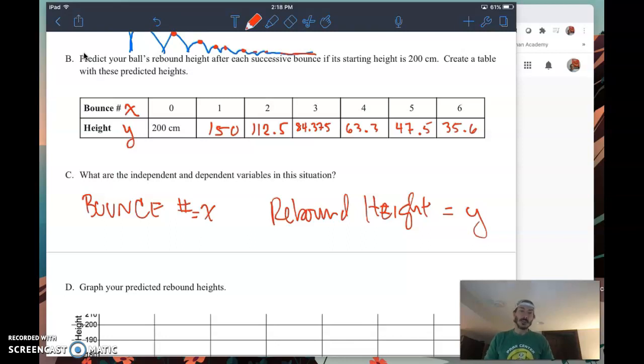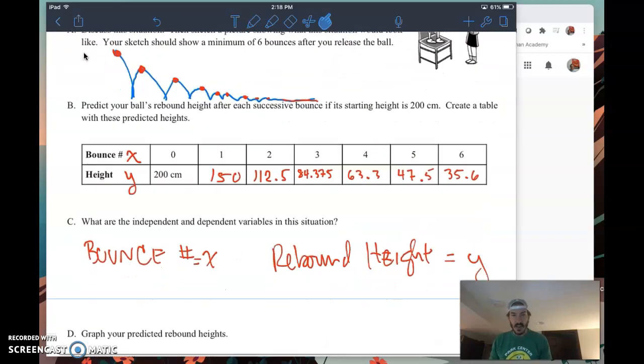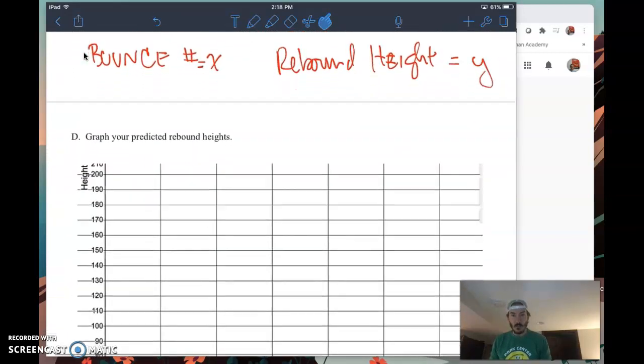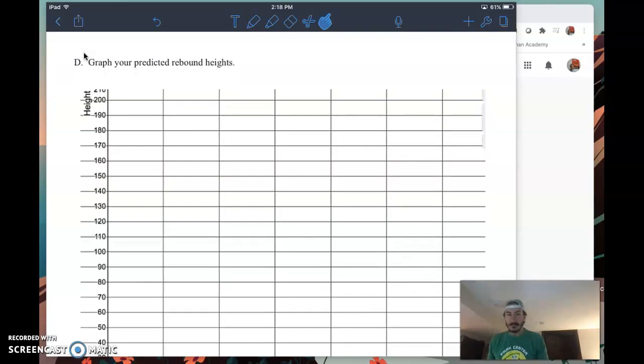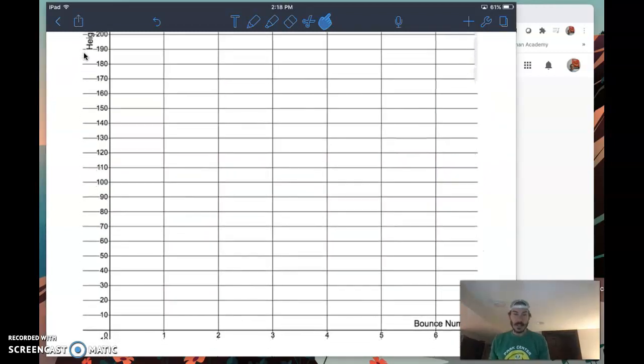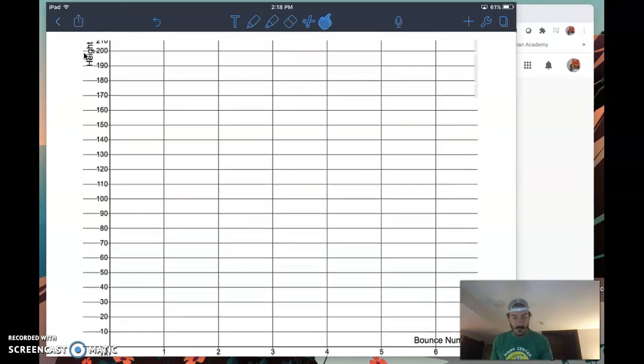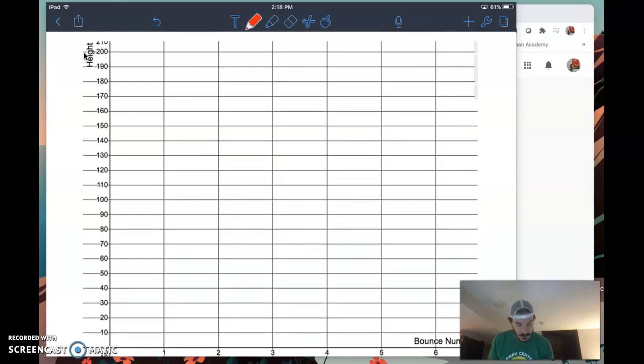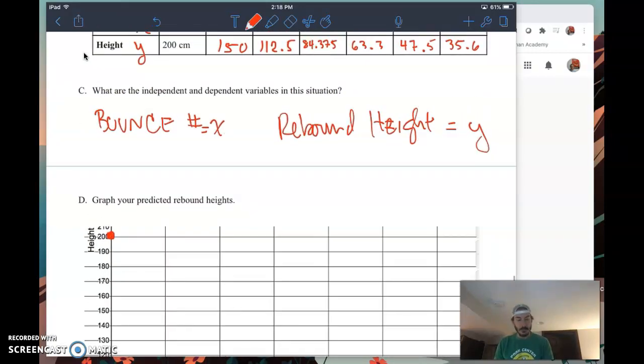Part D is going to now allow us to maybe look at our quick sketch from A and formalize that a little bit more formally in a graph here. And I set this graph up ahead of time, and I don't think this is going to be anything too crazy for you. But let's just go ahead and start. We had at bounce zero a height of 200 centimeters. Okay. And then I'm going to go ahead and graph my other points.